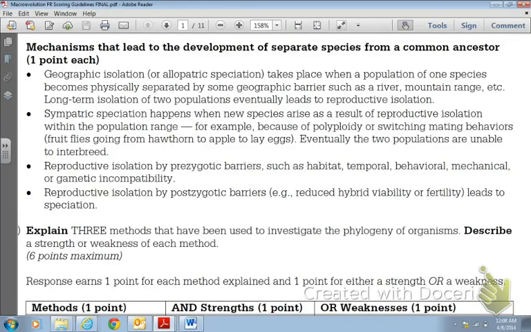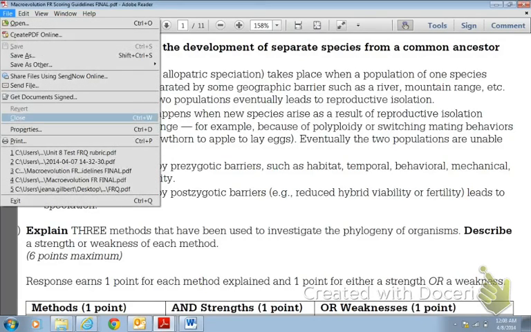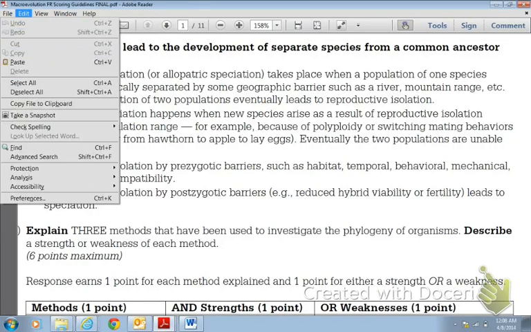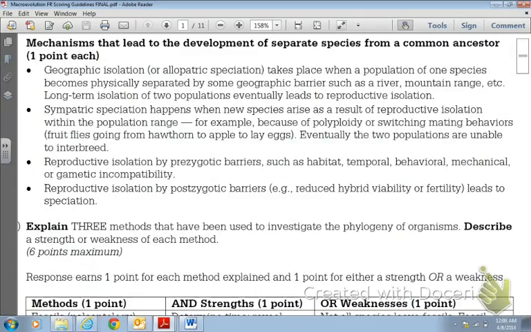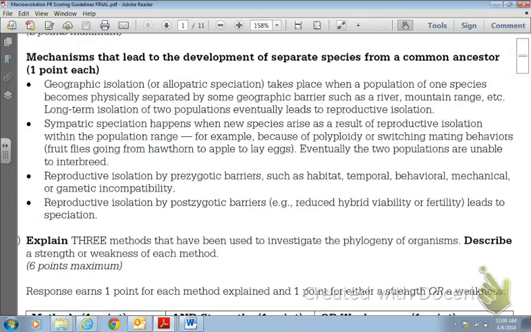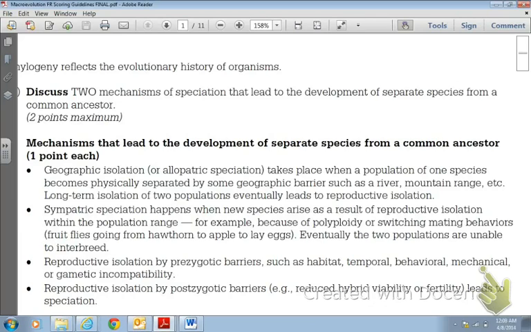Okay, so right here, mechanisms, you should have talked about allopatric and sympatric. Those would be 1 point each, 2 points total on part A. So there it says it right there.